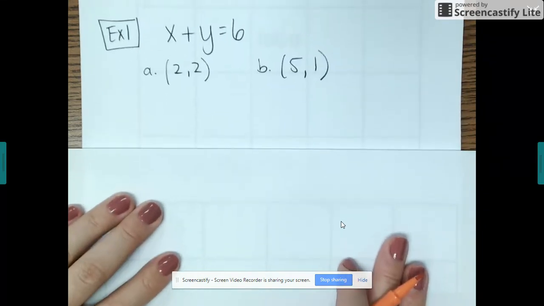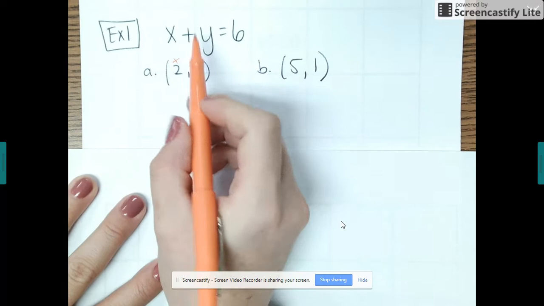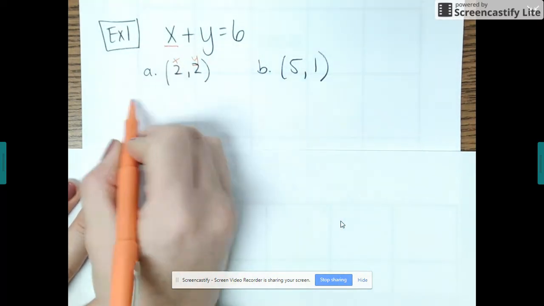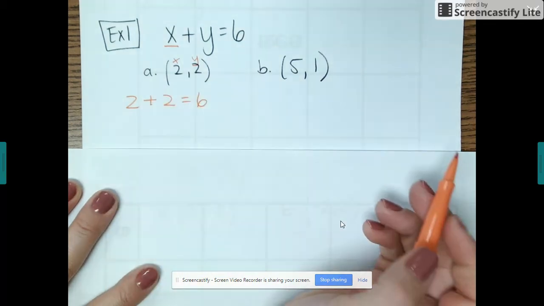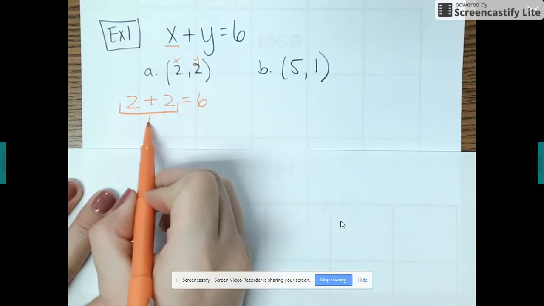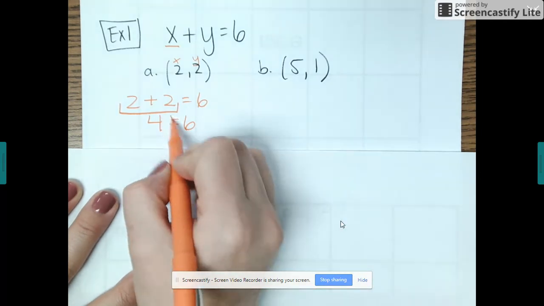So what we're going to do is every time you see an X, you're plugging in 2. Every time you see a Y, you're plugging in 2 for this one. So it's going to be 2 plus 2 equals 6. X is 2, Y is 2. We're going to solve this. Equals 6, which is not true.